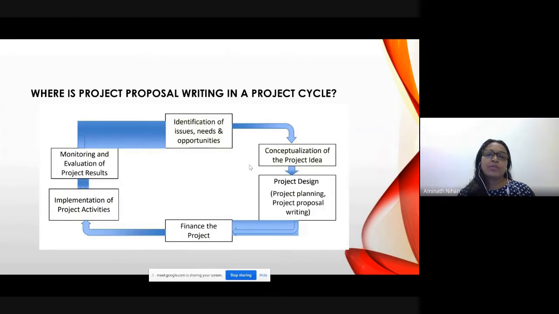All right. So now we know what a project is and what a project proposal is. So let's have a look at where the project proposal is fitting into the project cycle. So like I said earlier, you can see from the top, identification of issues, needs and opportunities. This is where the project becomes important. You identify an issue and you say, okay, we need to do this, in order to benefit this group of people, or this target group needs this. So you identify these needs, then you have the project idea, conceptualization. After that, you're designing the project. So project proposal is the design actually.